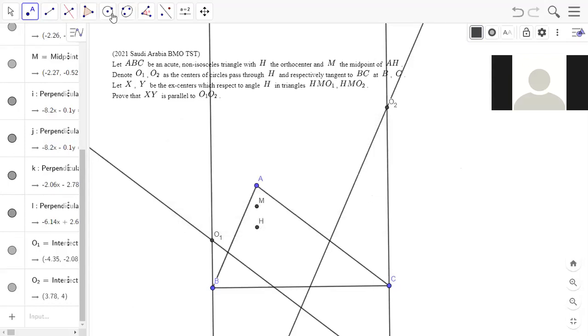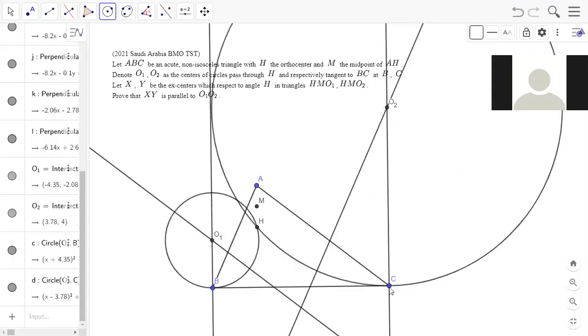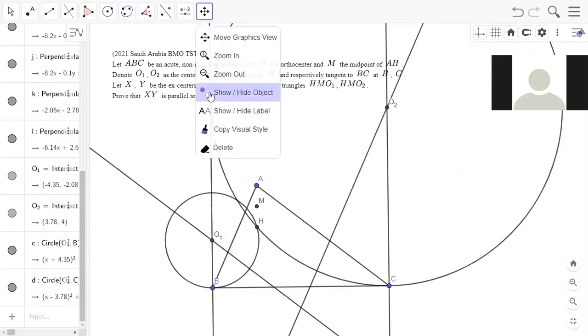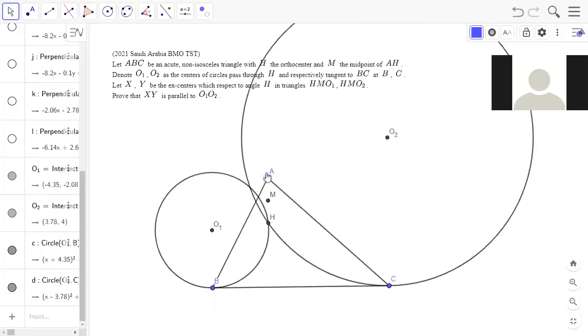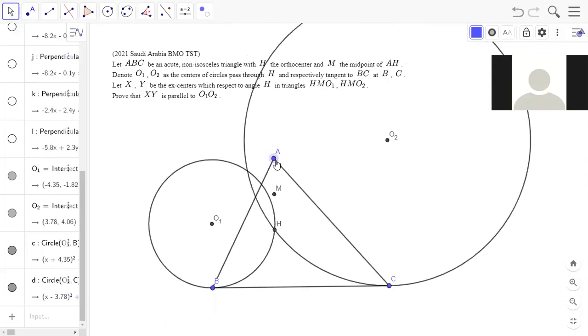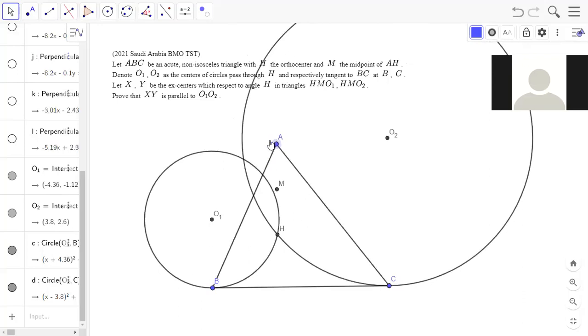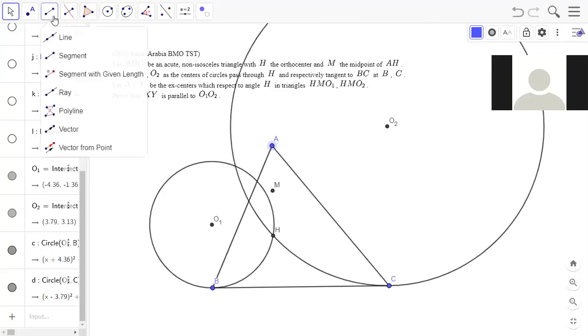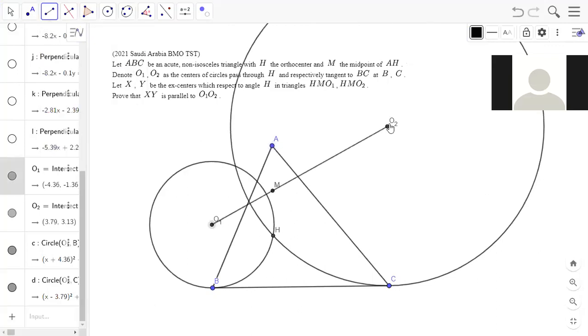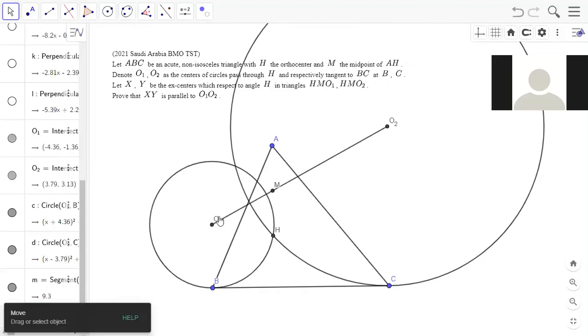And then we could draw the circles. So that's the first circle. That's the next circle. And then we draw the excenters of HMO1 and HMO2. This is interesting. So let me hide some unnecessary stuff. That looks better. Okay, so we want to draw HMO1 and HMO2. But I don't think those points are collinear, are they? Almost. They look like they are. Let's check. Yeah, it does look true. Okay, so I guess that's something we'll prove later.